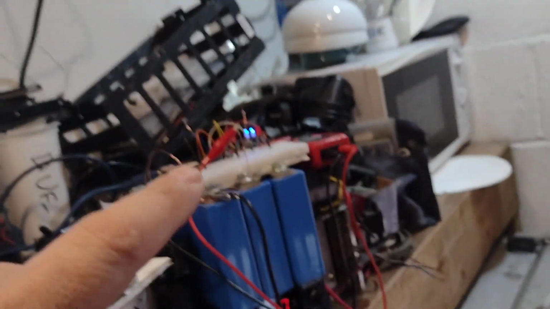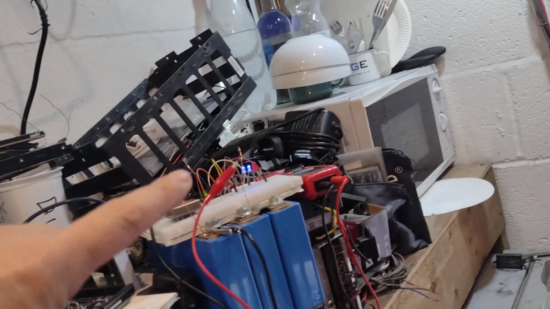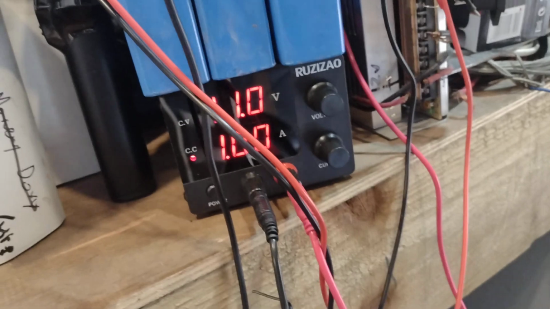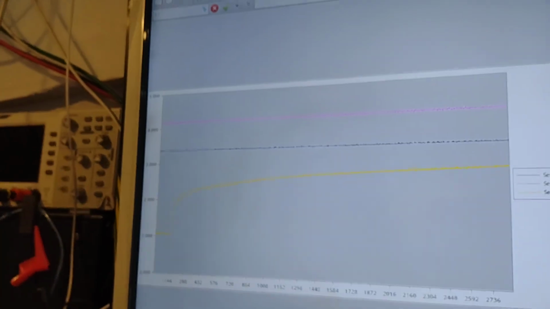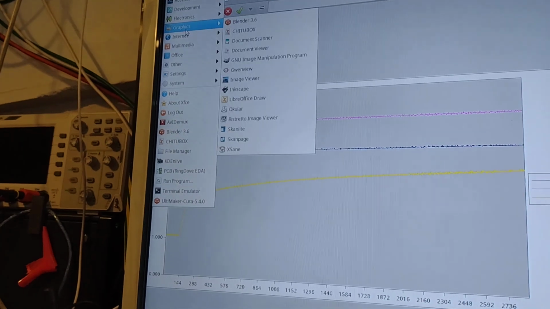So what you do, if I was doing cell balancing, is calculate the voltage across the entire pack, which right now is 11 volts. So 11 volts divided by 3. This is how I would do it.